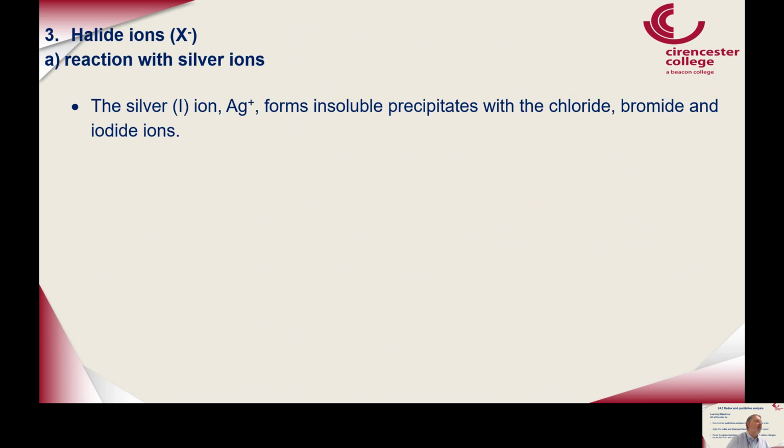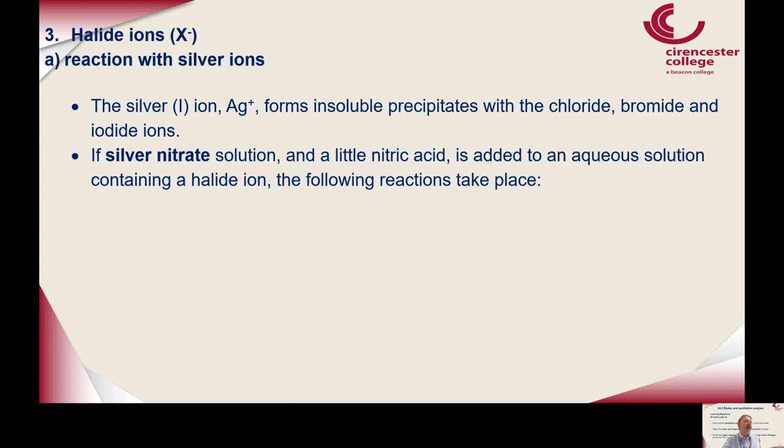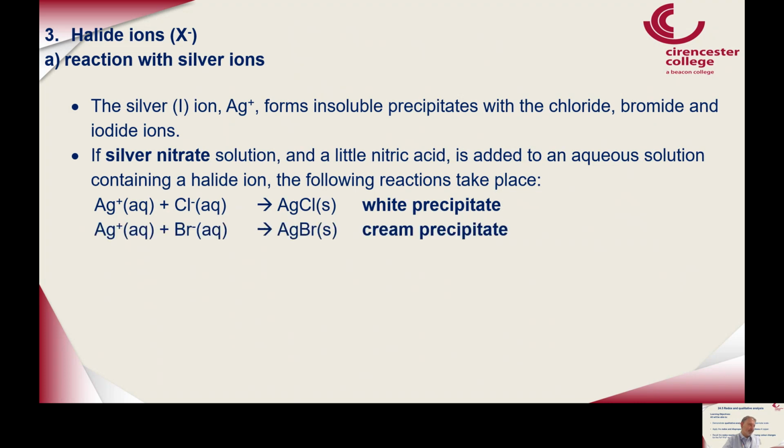So the halide ions, we react them with a silver ion. It's going to give an insoluble precipitate with the chloride, bromide, and iodide. If silver nitrate, we add nitric acid, because that will help make sure that we haven't got any other competing ions. We get silver ions plus chloride ions making silver chloride, a white precipitate. The spectator ions have been removed.